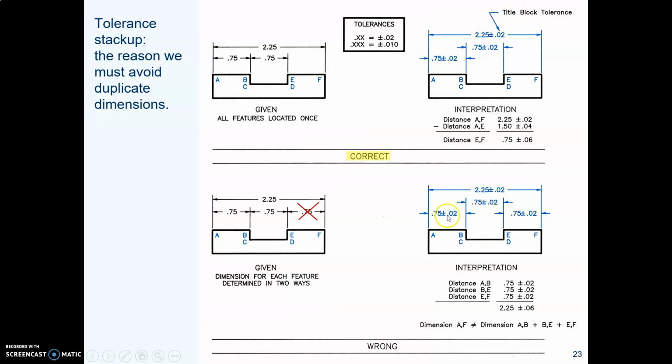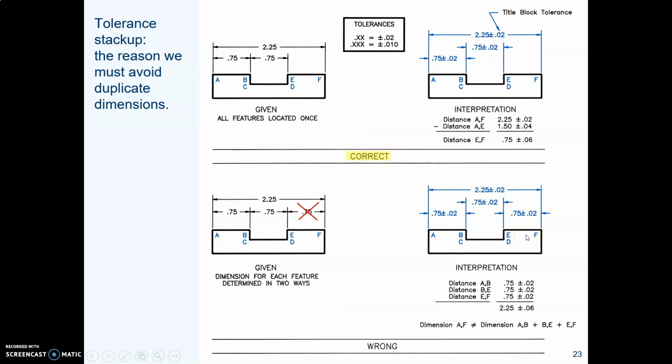That would probably be 0.81. They would all add up to... Sorry, that would be 2. Oh boy, I can't do this in my head. 2.31, I think. But the overall dimension also has a tolerance on it, and according to the title block, it can only be a total of 2 1/4 plus or minus 0.02. So it can only be a maximum of 2.27, but yet if you stack all these up, you'll get 2.31.